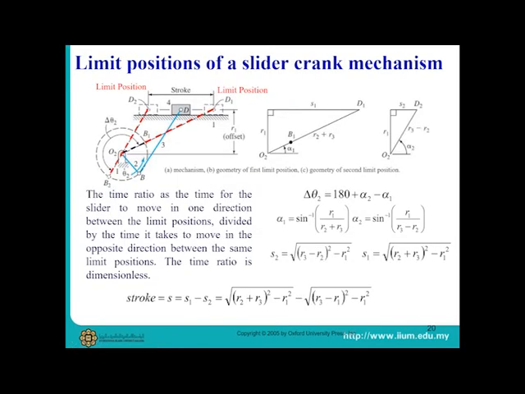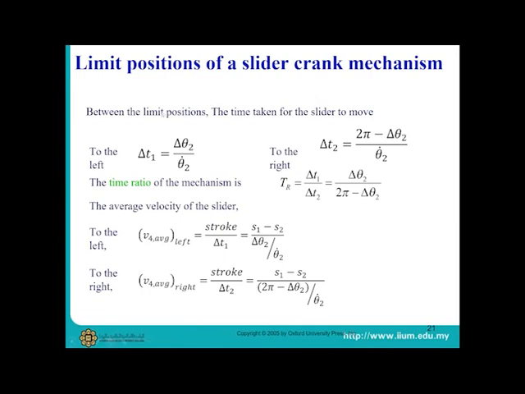This slide shows how to calculate stroke length for an offset slider crank mechanism. Please note the angular distance delta theta 2, which represents the angle required for the crank to move the slider from one limit position to another. This distance is not the same when the slider travels in the opposite direction. Therefore, the time taken to the left and to the right is different, as shown here.